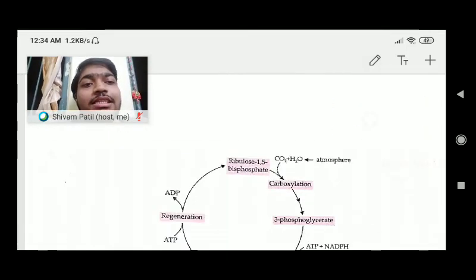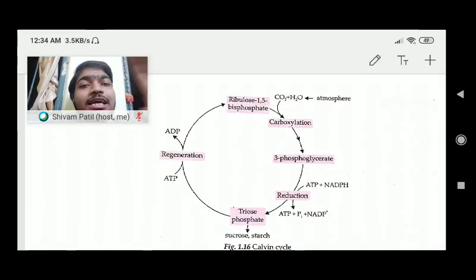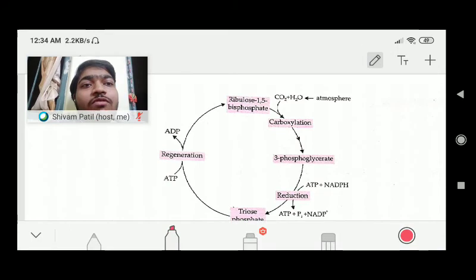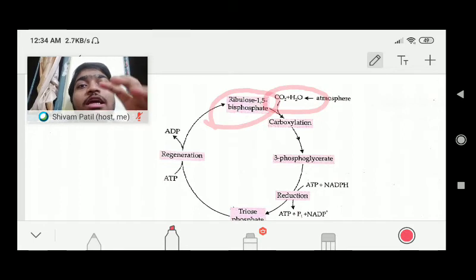Now let us see the whole process. The whole process is a cycle. It starts from ribulose 1,5 bisphosphate, which is found in the stroma of the plastid. So ribulose 1,5 bisphosphate combines with CO2 and water in carboxylation. Carboxylation means addition of CO2 to ribulose 1,5 bisphosphate. So this process is known as carboxylation.